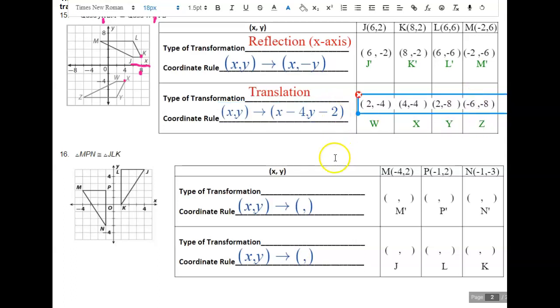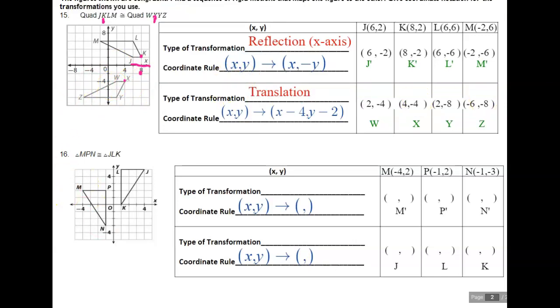There we go. Let me just double check these coordinates and make sure they're accurate. So W is at 2, negative 4. That works. X should be at 4, negative 4. That works. Y should be at 2, negative 8, that works. And then Z should be at negative 6, negative 8. There you go, and that works. So that way I know, since the numbers I got from just using these formulas ended up matching what I got over here, I know it's accurate and correct.